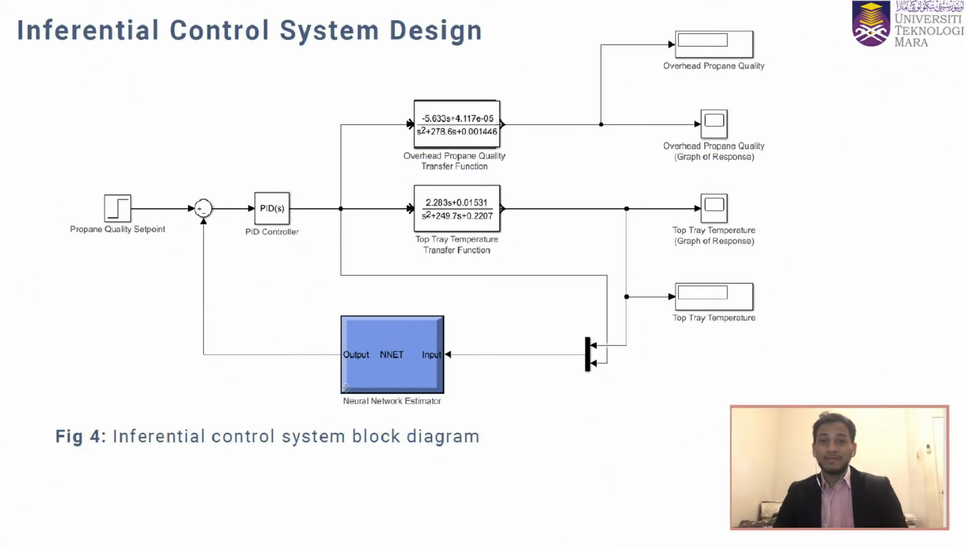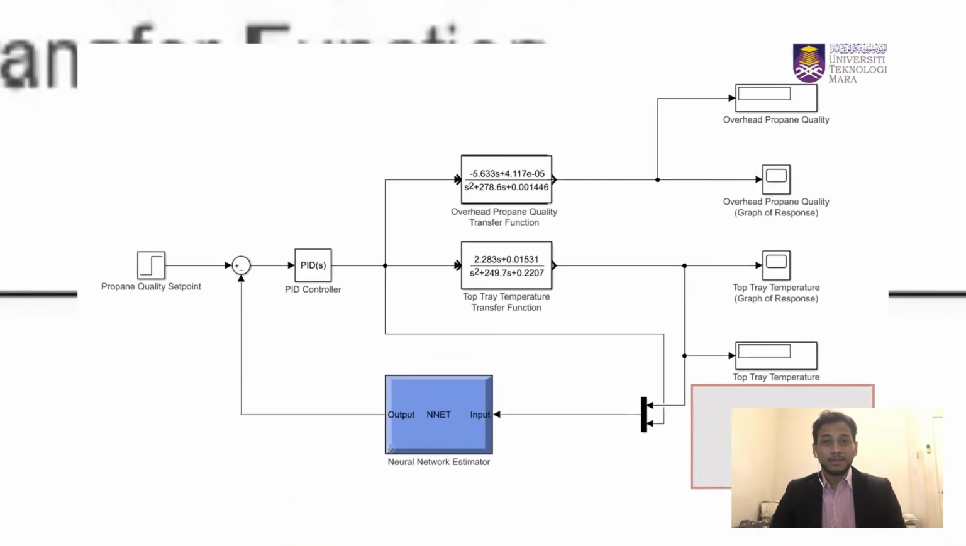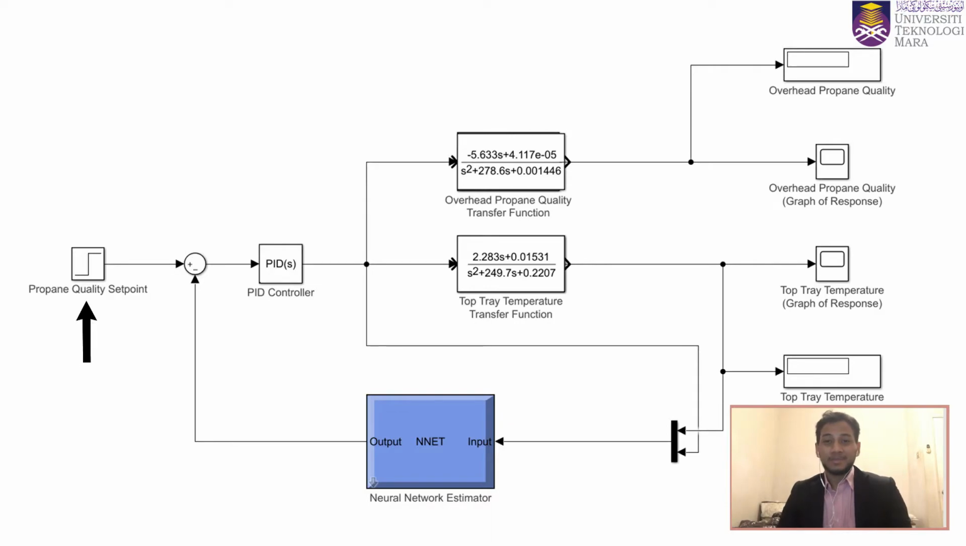Now, on to the main part of the whole study, which is the inferential control system design itself. Over on the left side can be seen here step input, which is where the set point value for the propane quality that is desired can be inputted. The set point value is then deducted with the real value to produce the error signal, which is then fed to the PID controller. The PID controller will be producing the manipulated variable here, which is the reflux flow. This signal for the reflux flow is then fed to the overhead propane quality transfer function and the top tray temperature transfer function.